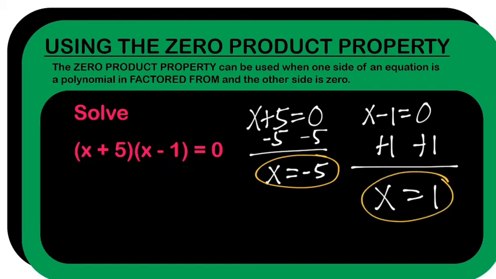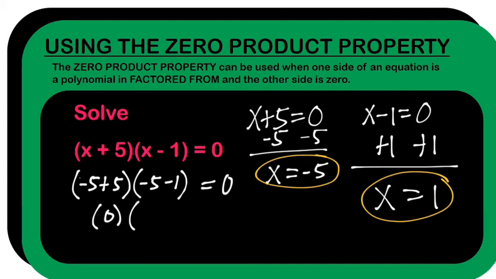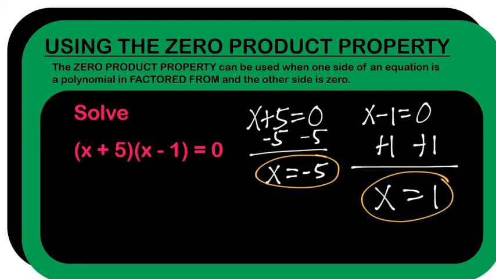So quickly, I'm going to check and see if this works. I'm going to replace both of my x's with -5. So I have -5 plus 5 and -5 minus 1, and I'm hoping that equals 0. So -5 plus 5 is 0, and -5 minus 1 is -6. And 0 times -6 is 0, so it does work, and it checks, and I know for sure that -5 is a solution.